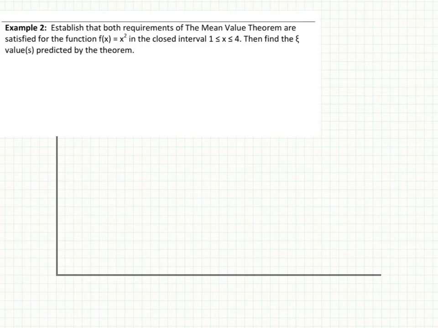So first of all, let's note that we're looking at the graph of a quadratic, a parabola, a polynomial that is continuous on that closed interval, and it's also differentiable. Well, a parabola, of course, is continuous and differentiable throughout, but we're only looking at this specific interval. So we've satisfied the conditions of the mean value theorem. So now let's go ahead and find our c value predicted by this theorem.